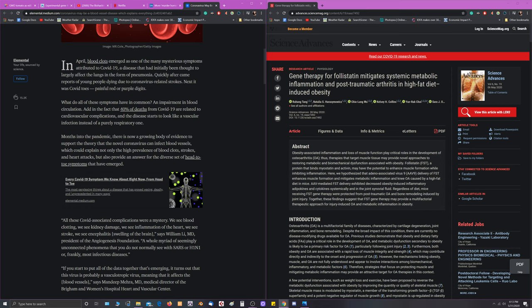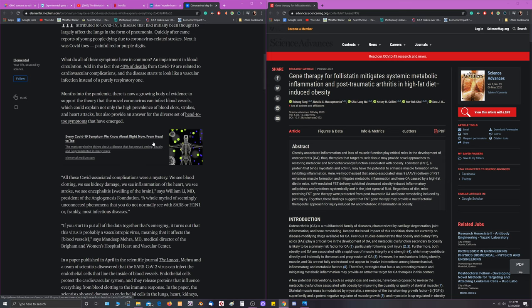Months into the pandemic, there is now a growing body of evidence to support the theory that the novel coronavirus can infect blood vessels, which could explain not only the high prevalence of blood clots, strokes, and heart attacks, but also provide an answer for the diverse set of head-to-toe symptoms that have emerged. All these COVID-associated complications were a mystery. We see blood clotting, we see kidney damage, we see inflammation of the heart, we see stroke, and we see encephalitis, swelling of the brain, says William Lee, MD, president of the Angiogenesis Foundation, a whole myriad of seemingly unconnected phenomena that you do not normally see with SARS or H1N1. Or, frankly, most infectious diseases.